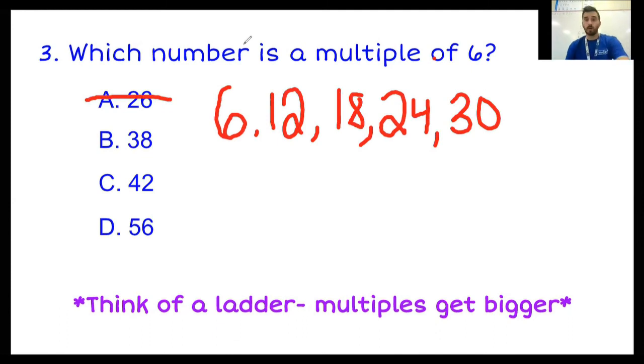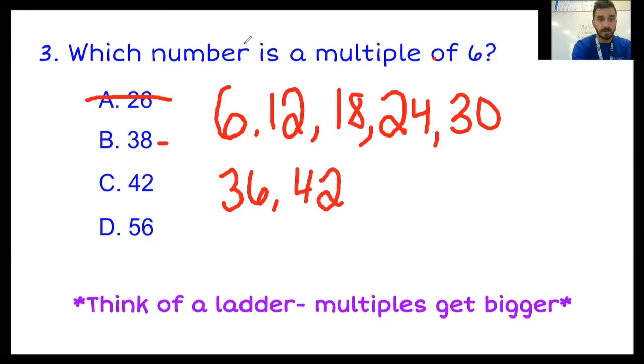Now, I'm looking for a multiple of 6. 26, we skipped right over it. Didn't land on it, doesn't work. All right, so I'm going to keep going. 6 times 6 gives me 36. 6 times 7 gives me 42. I can eliminate B, obviously, because I skipped right over 38, but I can choose C as my answer because I landed on it. Now, here goes back to what I was saying with extra effort, EOG effort.